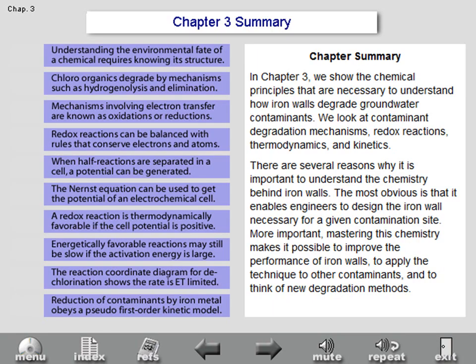For a summary of the major points presented in Chapter 3, move the mouse over the blue rectangles. You can also use this panel as a kind of self-test by anticipating what the text will say when you mouse over each summary item.